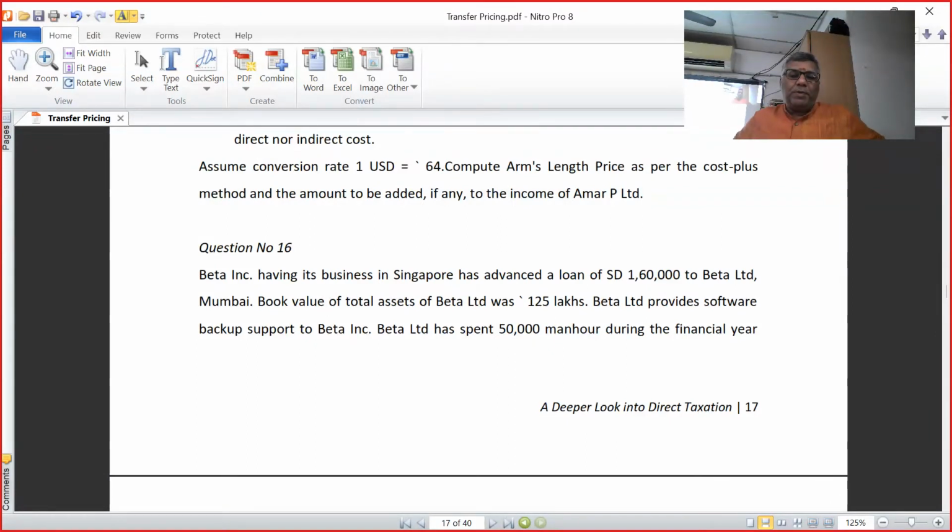Beta Incorporation, having its business in Singapore, has advanced a loan of 1,60,000 Singapore dollars to Beta Limited, Mumbai. Book value of the assets of Beta Limited was 125 lakhs.